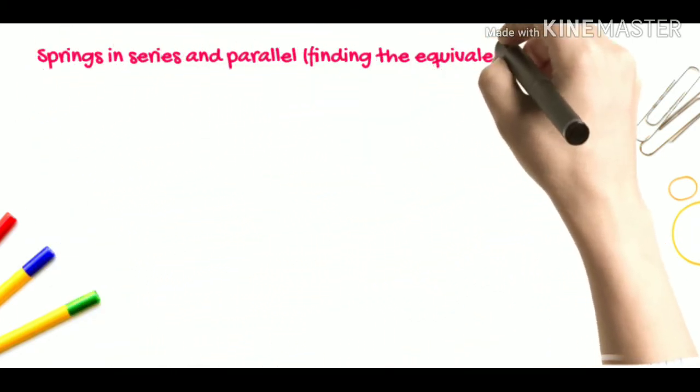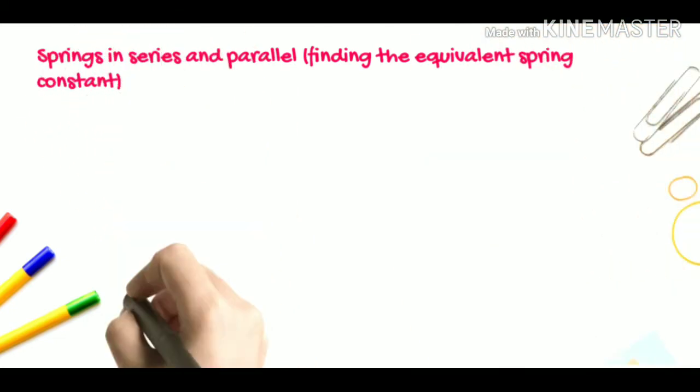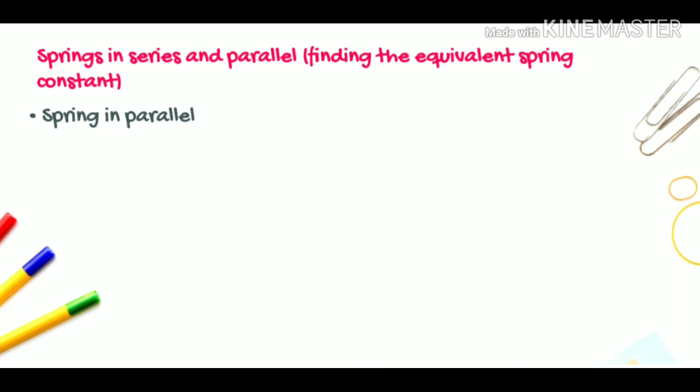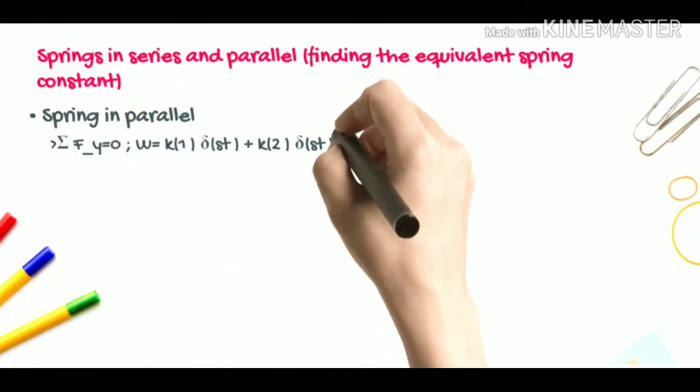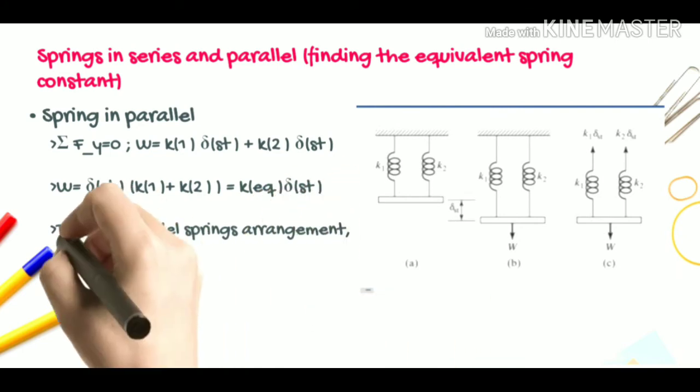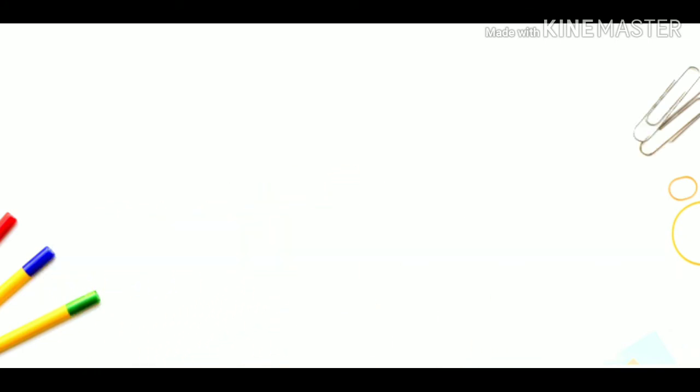Springs in series and parallel: finding the equivalent spring constant. Springs in parallel. From the figure shown, we can come up with the equation K equivalent equals K1 plus K2 plus up to Kn.